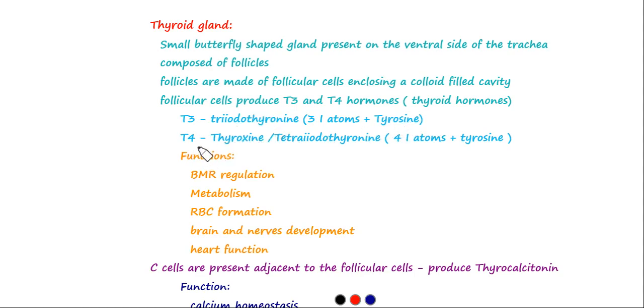Then we have the T4 hormone. The T4 hormone is also known as the thyroxine hormone, and this is the tetraiodothyronine hormone. So tetra means 4 and iodo means iodine. So we have 4 iodine atoms attached to the tyrosine molecule. So what is the tyrosine molecule here? Tyrosine is nothing but an amino acid.